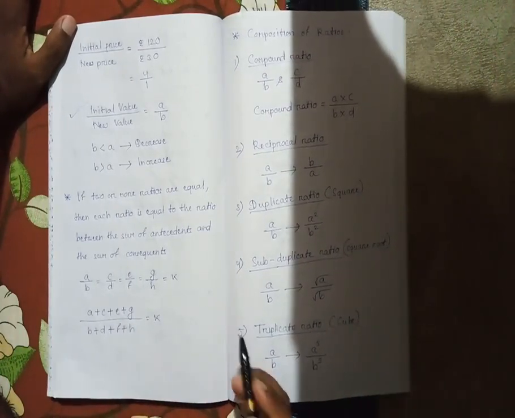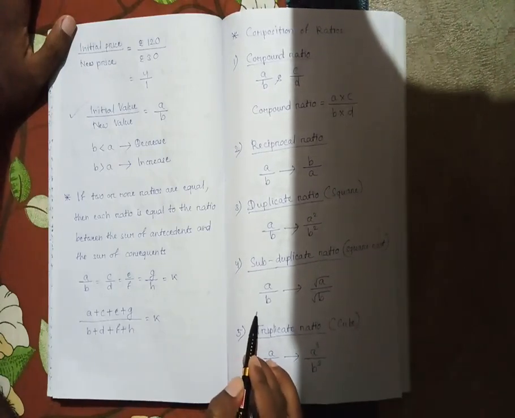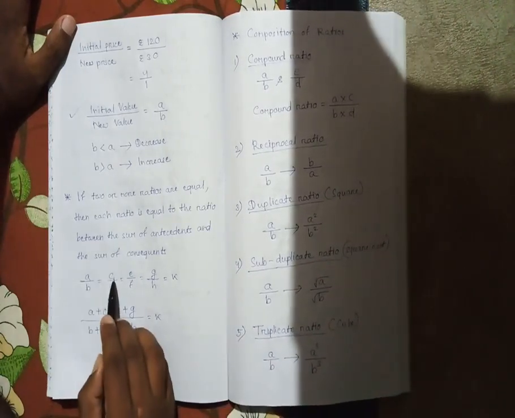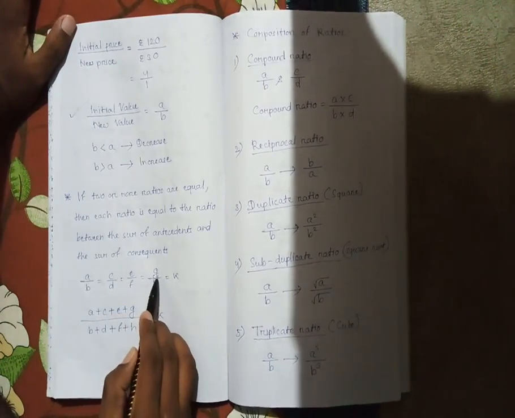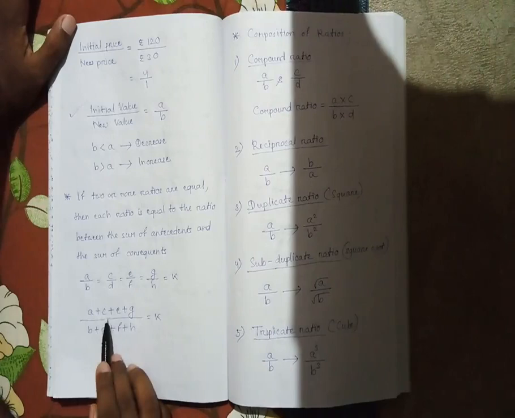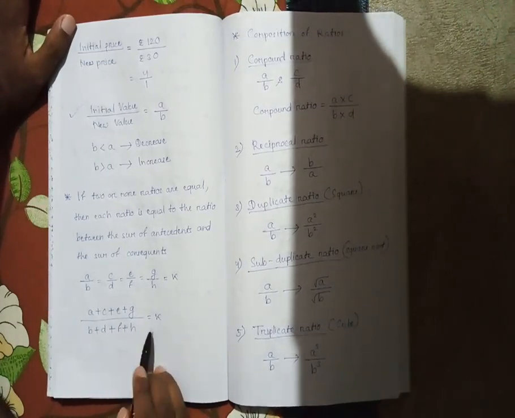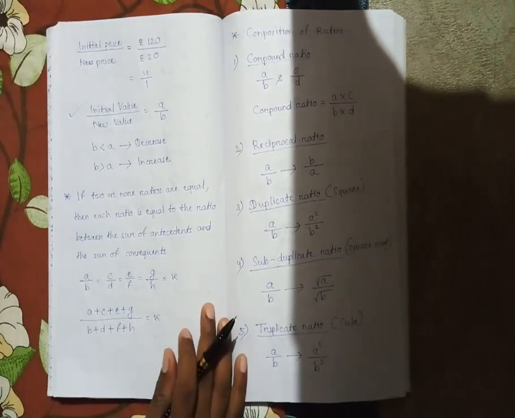Then if you take a new ratio between the sum of antecedents and the sum of consequents, means A plus C plus E plus G whole by B plus D plus F plus H. As you can see, sum of antecedents by sum of consequents is also K. Remember this concept.